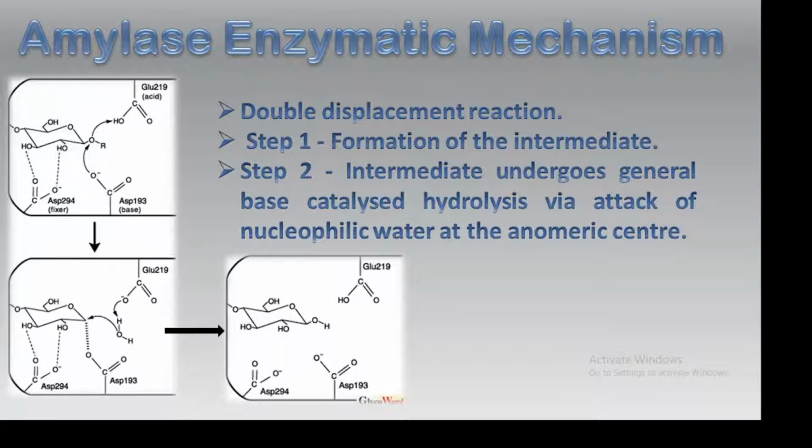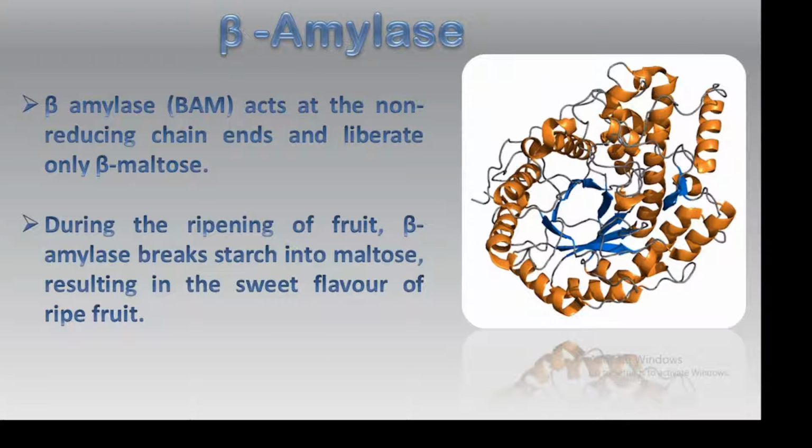Amylase enzyme has a double displacement reaction. In the first step, aspartic acid acts as a nucleophile and attacks the anomeric center of the carbohydrate and forms the intermediate. In the second step, glutamic acid acts as a base and takes a proton from the water, and that intermediate undergoes general base catalyzed hydrolysis by attack of nucleophilic water at the anomeric center and forms the product.